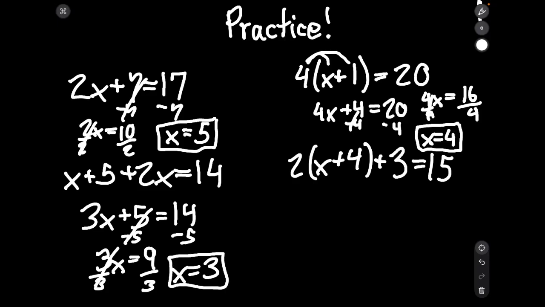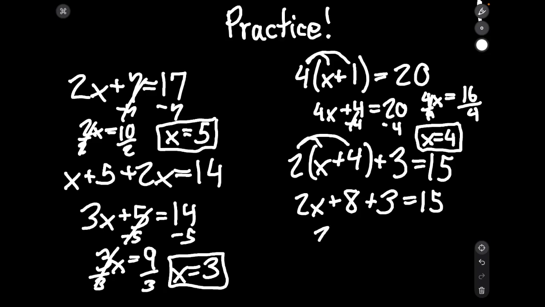And then for the last one, we have 2 times x plus 4 in parentheses plus 3 equals 15. So first we must distribute the 2 to the x and the 4. So 2 times x, 2x, and then 2 times 4 is positive 8. And then we attach the 3 to the end since it's not in parentheses. And then equals 15. And then 8 and 3 are like terms, so we can combine them.